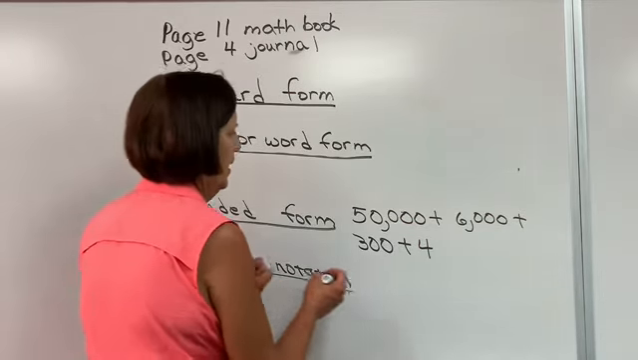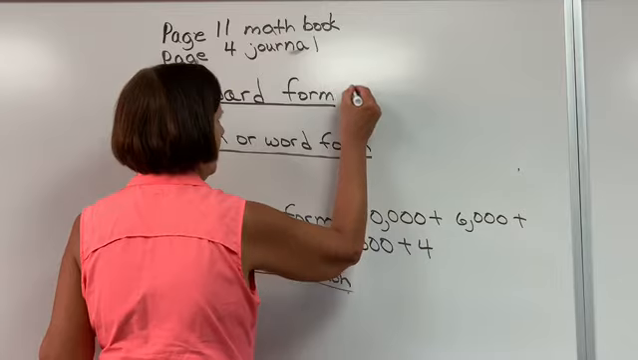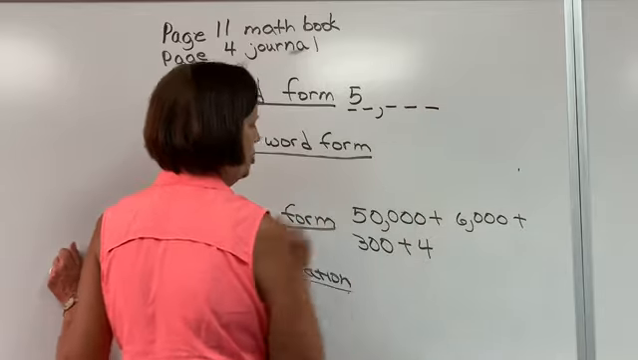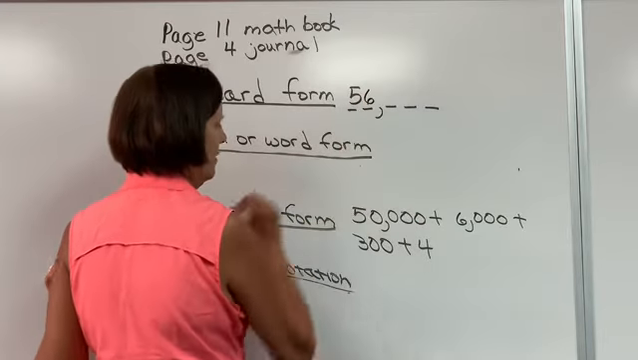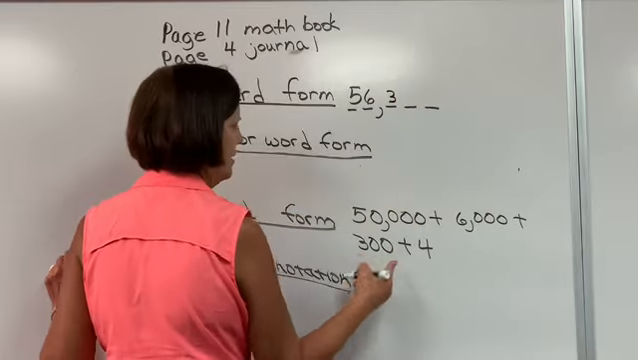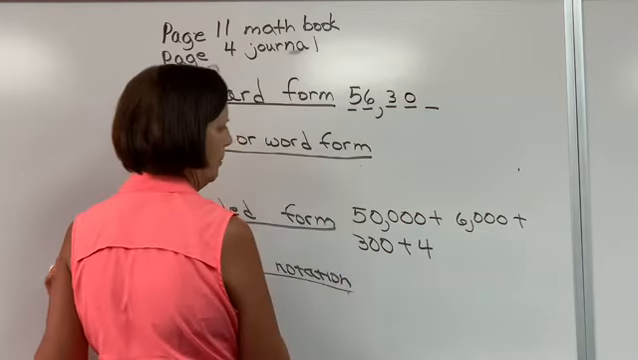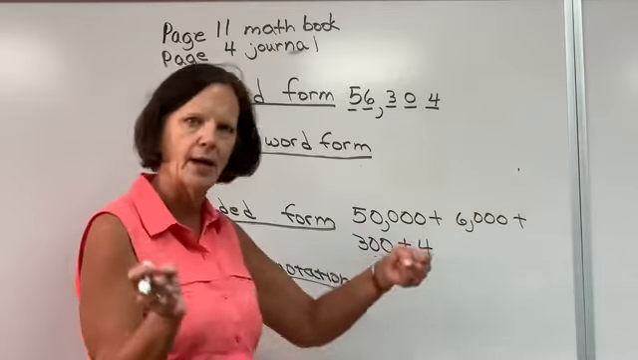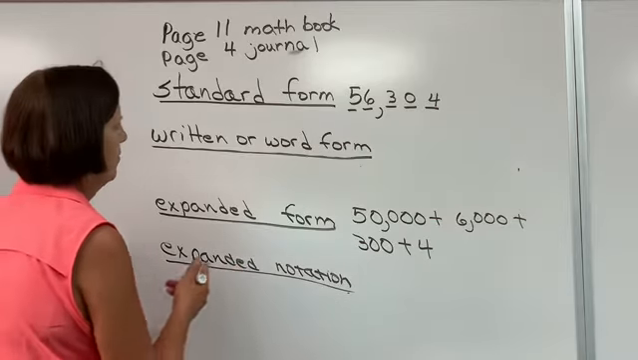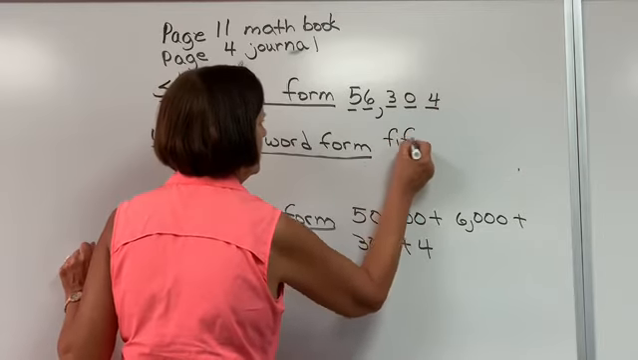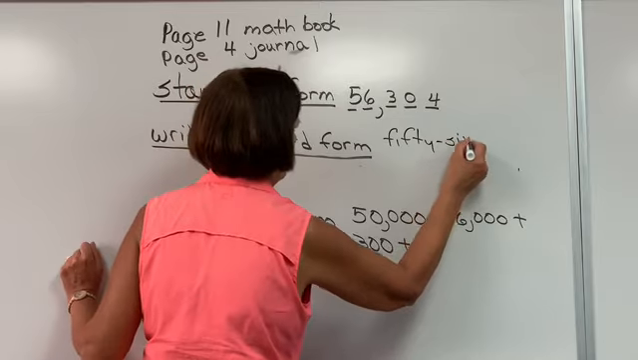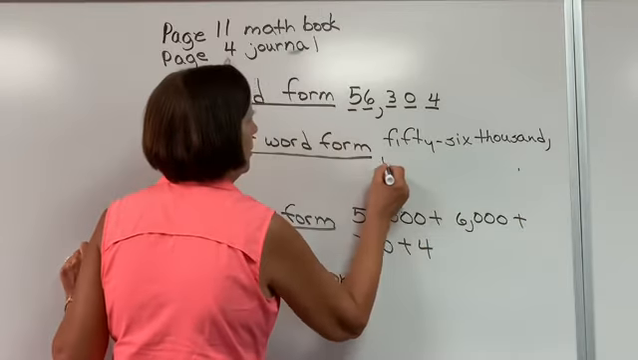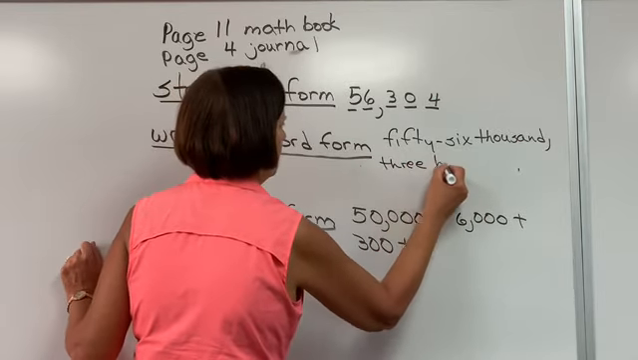When I put it together, mash it together, I end up with a 5 in the 10,000s place. And I'm going to put my little lines there to show me where to write. I have a 6 in the thousands, a 3 in the hundreds. I don't have anything in the tens, so I'm going to put a 0 there and a 4 in the 1. So I've taken that number and kind of mashed it together. Word form, the way I would say it. 56,000, and I'm putting my hyphen there. Then I'm going to put a comma. 304.